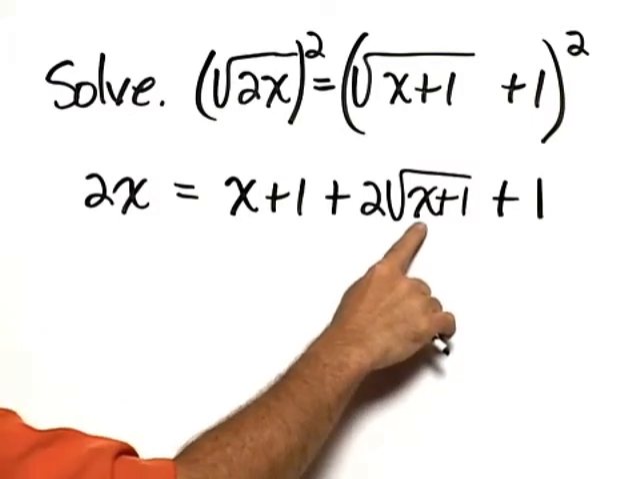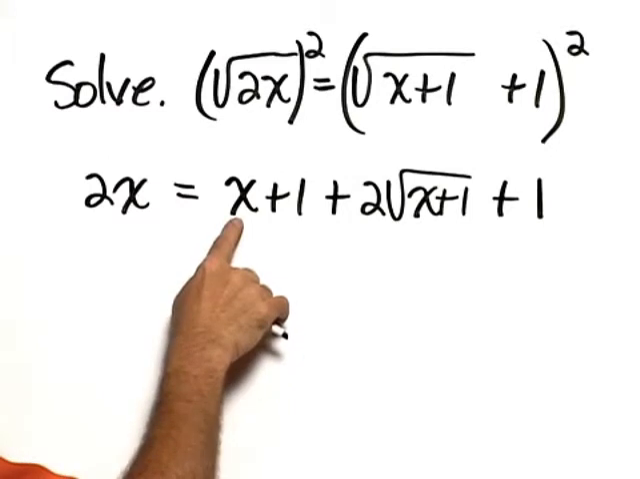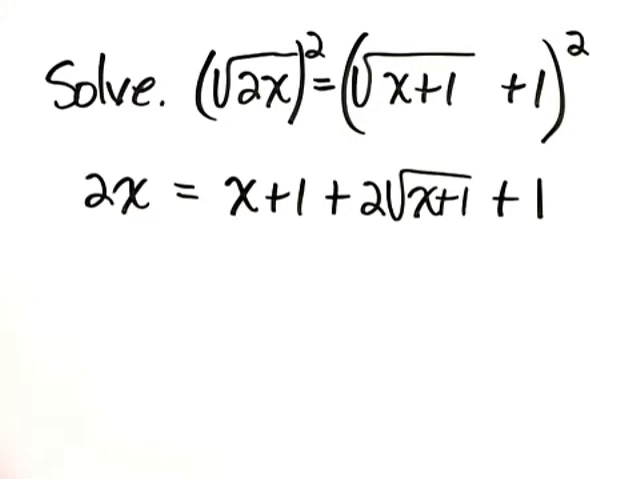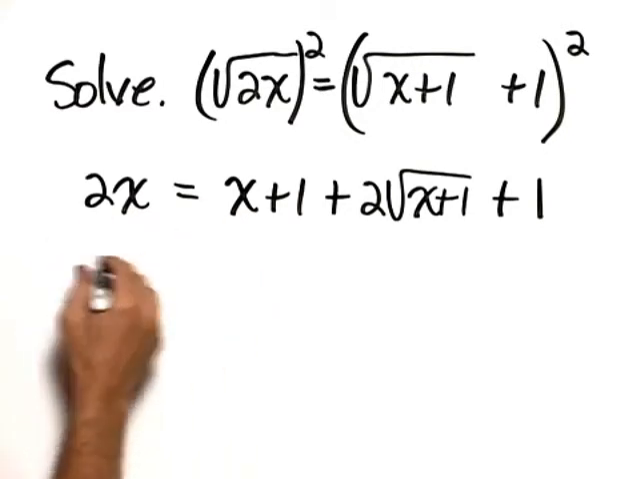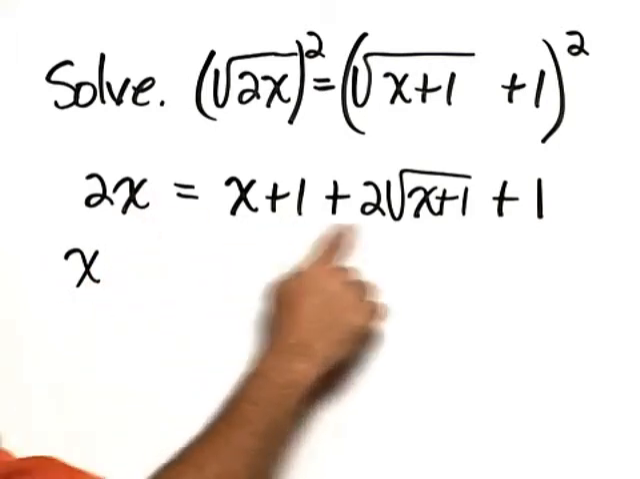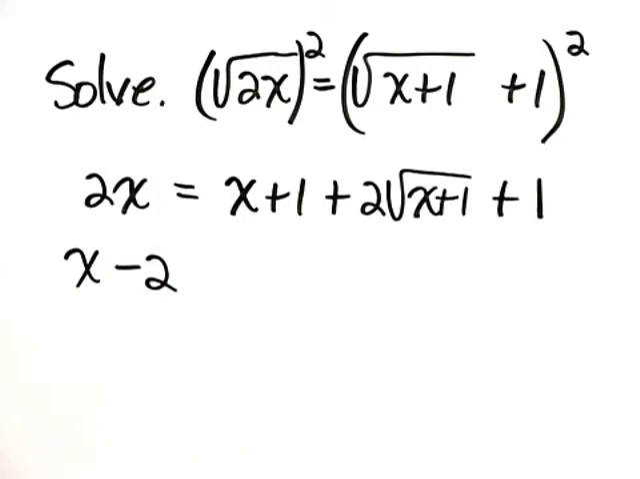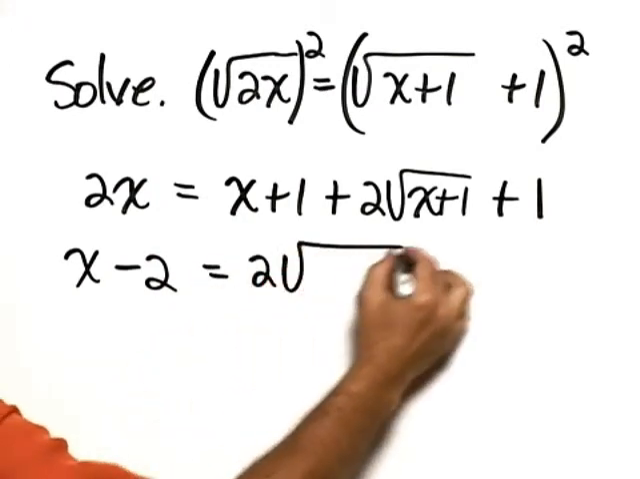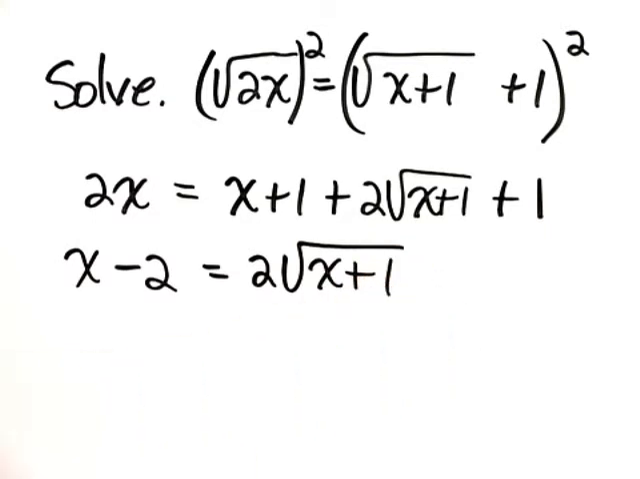We still have a radical expression, and we want to isolate that. So to do that, we need to subtract the x from each side, and then this is 1 plus 1, which is 2, so we need to subtract 2 from both sides. 2x minus x is x. There's no constant here from which we'll subtract 2, so that would be x minus 2. That's equal to 2 times the square root of x plus 1. Now we square both sides again.